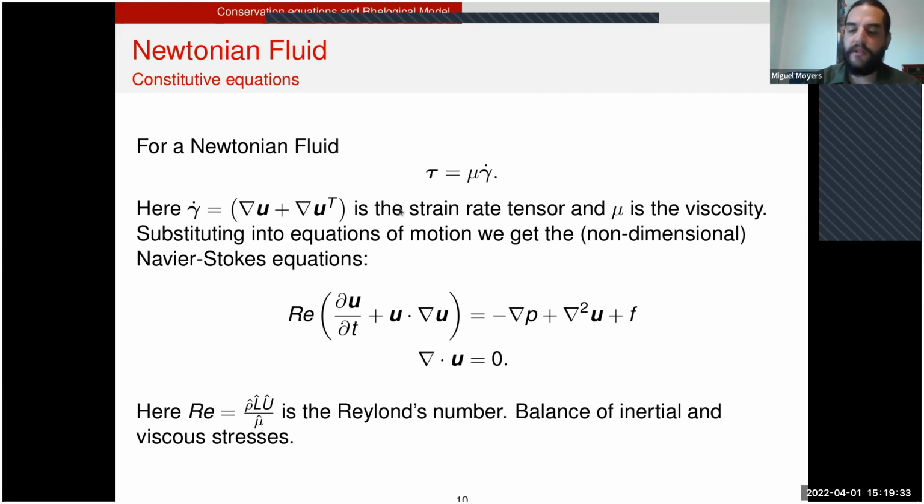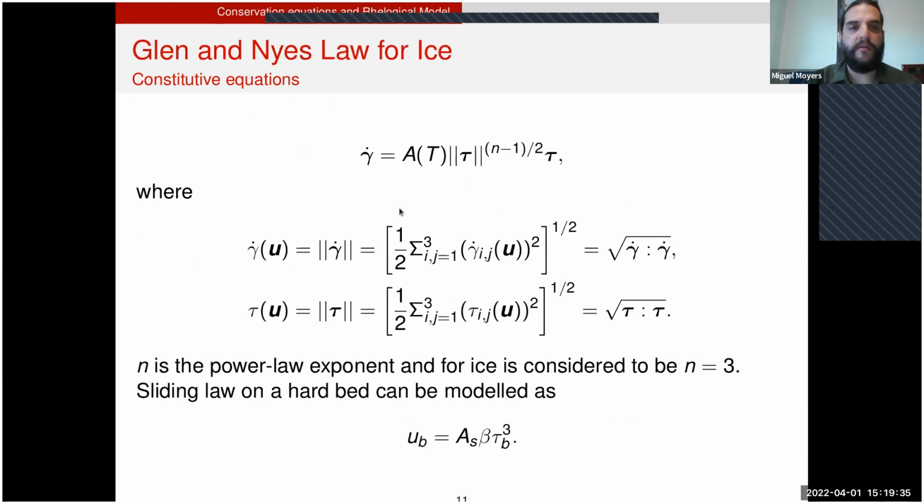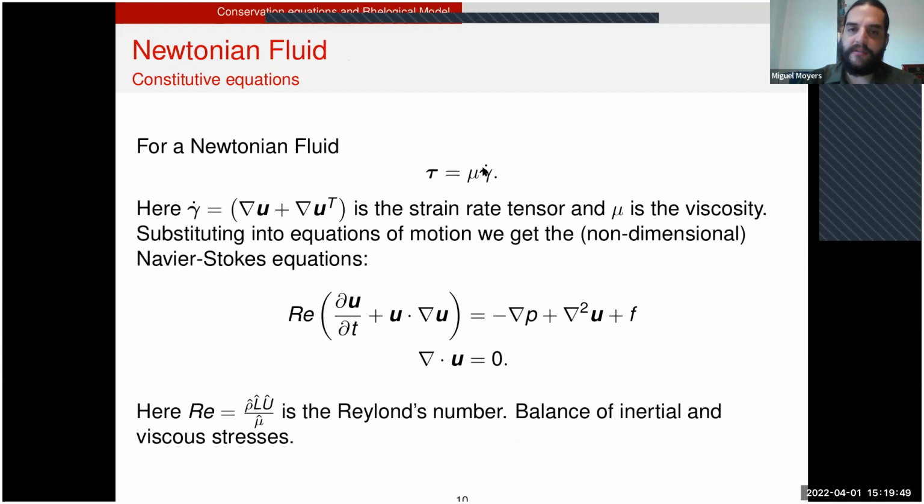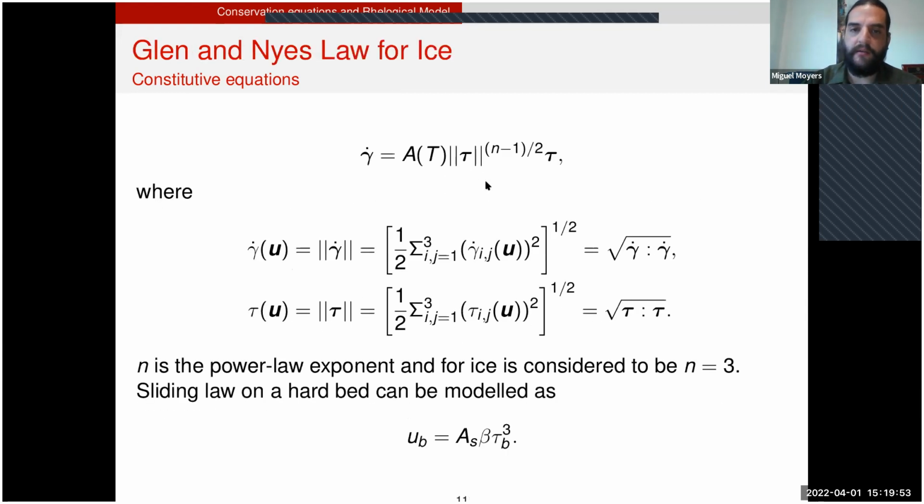So what do we do for ice? Ice is non-Newtonian, so we are going to take Glen's law for ice. That was developed, I think, in the 50s. It's a little bit funny how they describe it. If you see in here, I was taking the stress as a function of the rate of strain. For Glen's law, they do it the other way around.